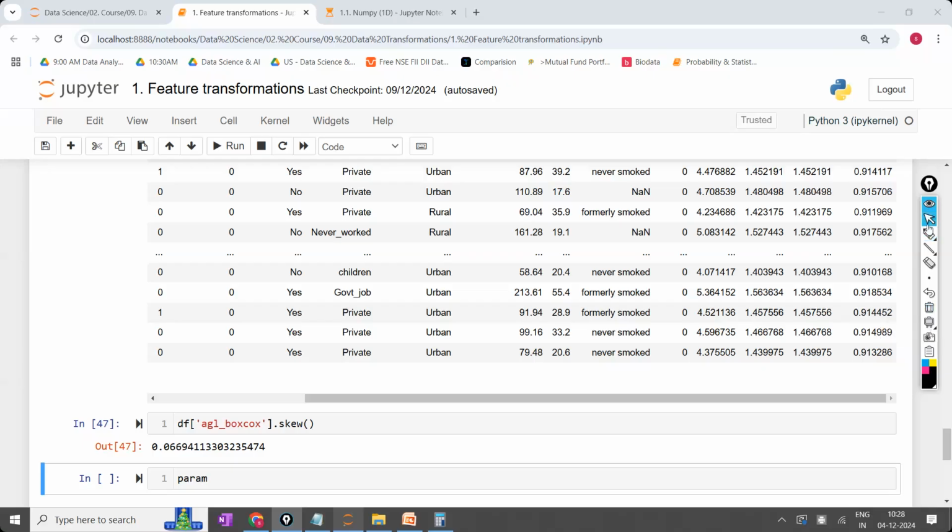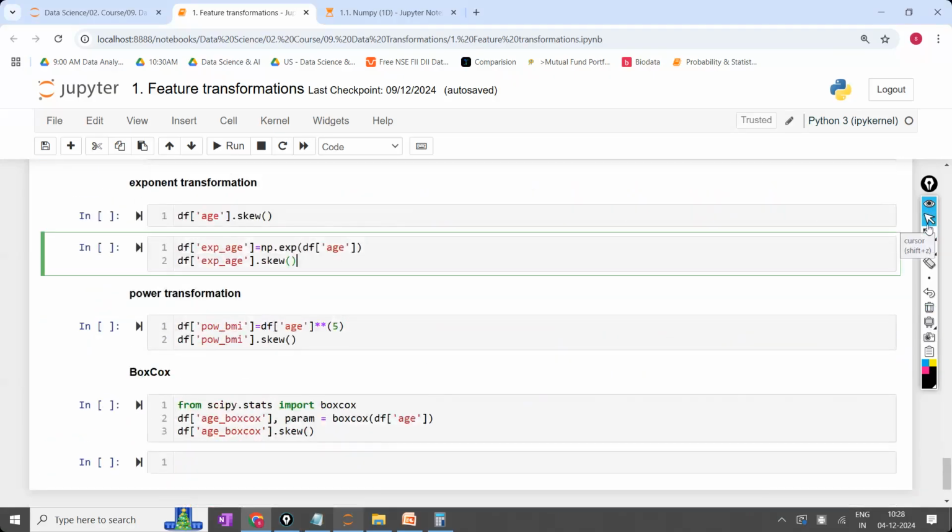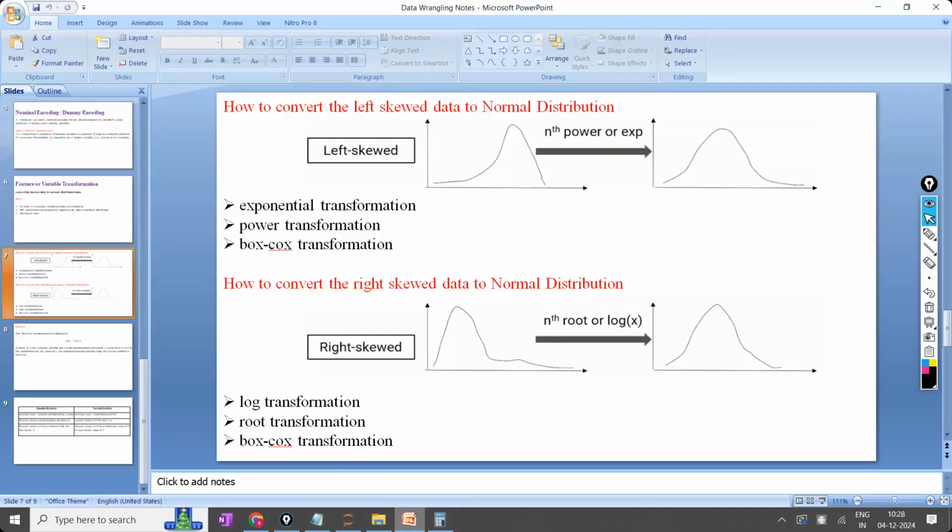Right? So these are the points, guys. Everyone is clear now? Box-Cox transformation, log transformation, all these things. Similarly, exponential transformation, but you have to apply exponential transformation only on left skewed data. Sir, if I apply exponential transformation on right skewed data, what happens? You will still get a worse result. For example, average glucose level skewness is 1.67 now. For 1.67 positive skew, if you apply exponential transformation, it will increase the skewness instead of decreasing. Just give it a try.